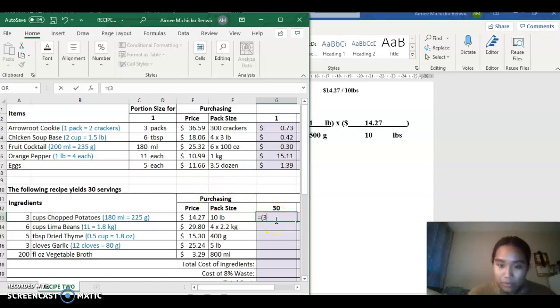So let's plop in our Excel. 3 cups multiplied by 250 divided by 225 divided by 180 divided by 500 grams, close bracket, and then the price of $14.27 divided by 10 pounds, close bracket. That gives us 2.68 as well.